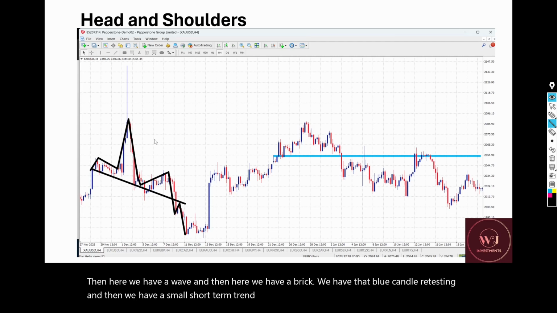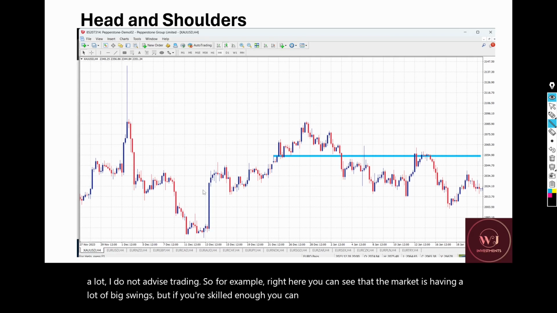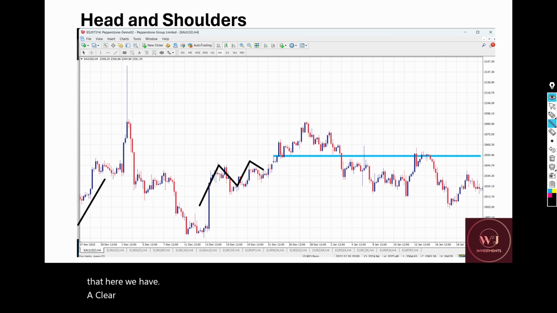Okay, but still, when you see that the market is fluctuating a lot, I do not advise trading. So for example, right here, you can see that the market is having a lot of big swings, but if you're skilled enough, you can still go in for it. So here we have, and maybe on the former chart it was not a clear uptrend, but right here, you can see that we have a clear uptrend, a series of higher highs and then higher lows pattern.